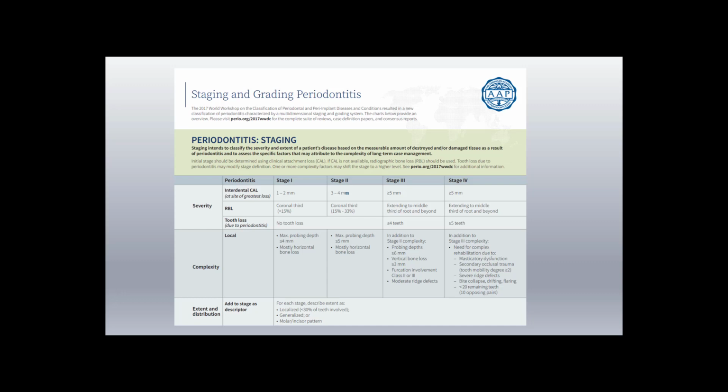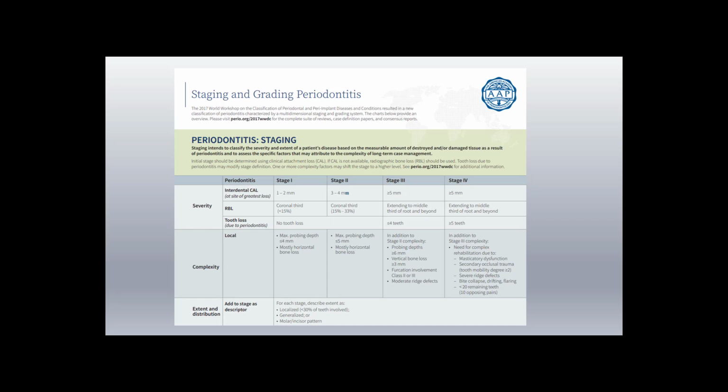Now let's take a look at this chart put out by the American Academy of Periodontology. You can find this graph on perio.org/2017WWDC. This gives a great layout comparing the staging and grading. You can print this directly from their website, and we also have it available for you in the clinic manual. But let's look at the differences between the 4 stages.